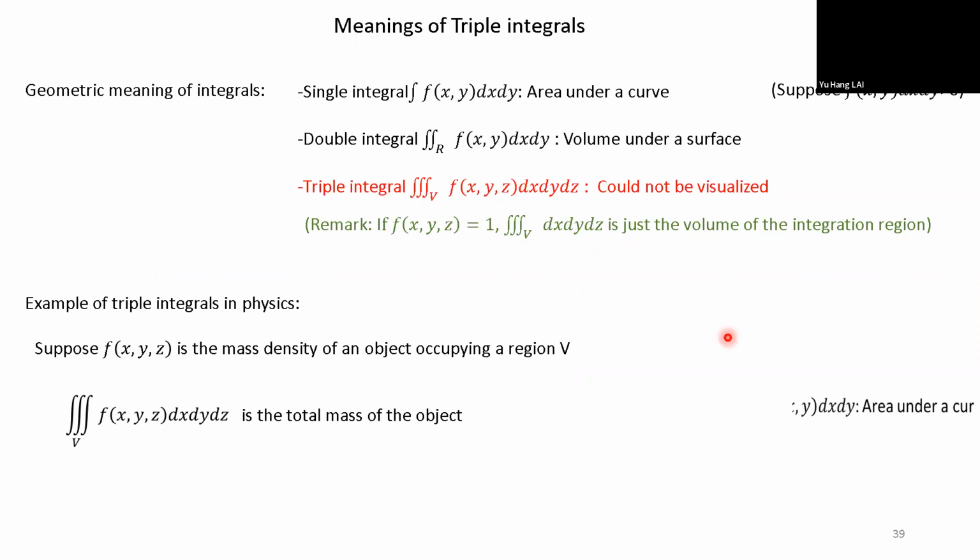So here is the summary. A single integral means area under a curve, a double integral, volume under a surface. Triple integrals we could not really visualize. However, if you take the integrand to be just one, then this integral actually just means the volume of the integration region.